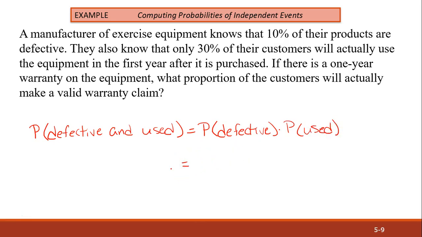And then putting that together, this is the probability for the first one, and here's the probability for the second one. Putting that into decimal form, we get this times the 0.3, and multiplying that together, we get that, which if you want to turn it back into a percent, it'll be 3%. And that is the estimated portion of the customers that will actually make a valid claim on this exercise equipment, only 3%.